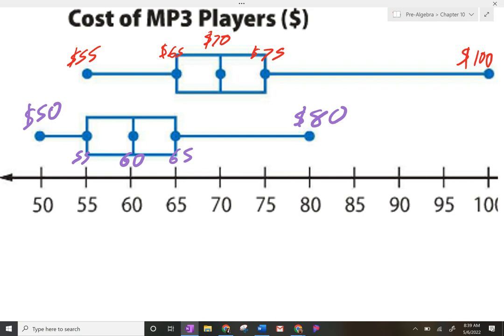How could you tell? Because the numbers are bigger. I really don't need to worry about this 100, but the rest, like this big box here, is higher up in the number line. This stuff is going to be cheaper because the majority of this box is going to be lower on that number line.